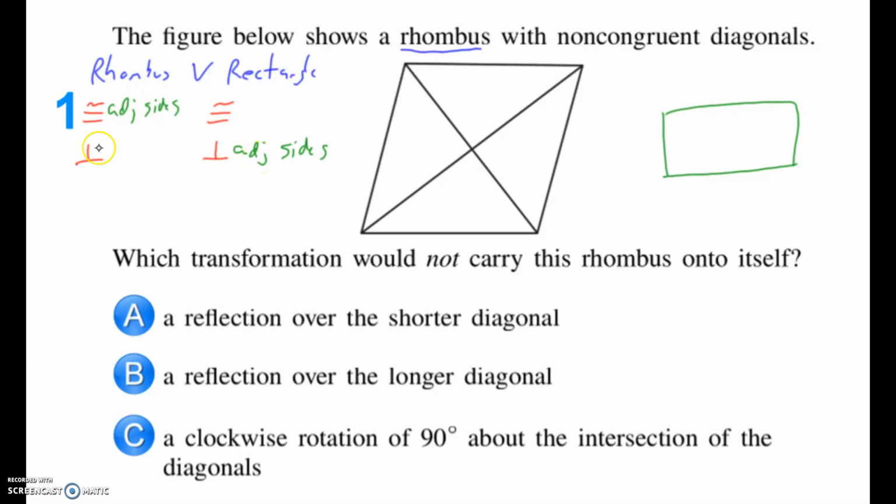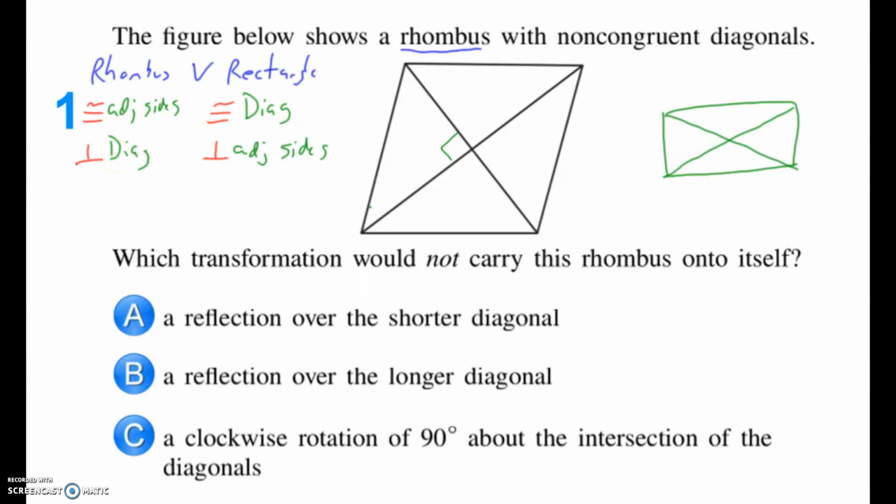Now how about what's perpendicular in the rhombus? Well, it's certainly not the sides, that's not a right angle, but the diagonals are perpendicular. And in the rectangle, the diagonals are definitely not perpendicular, but the adjacent sides are. The diagonals are congruent. So again, you see that relationship that's kind of like an opposite. What's congruent in one is perpendicular in the other.